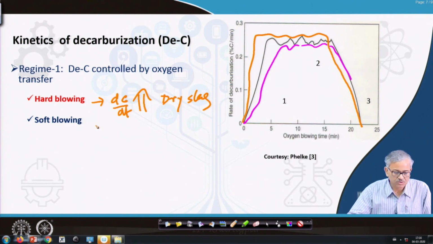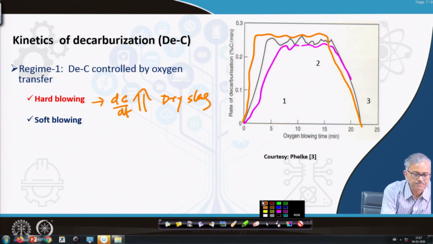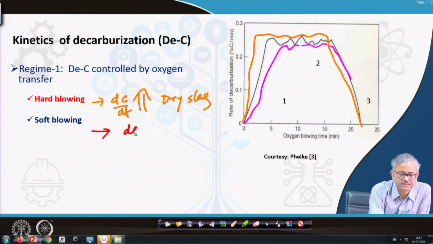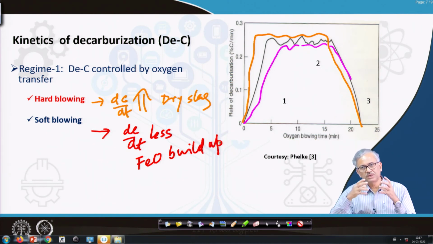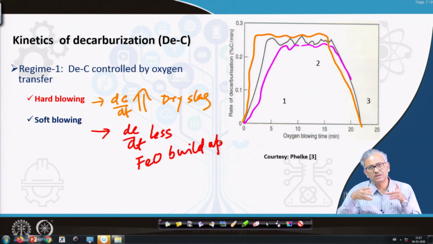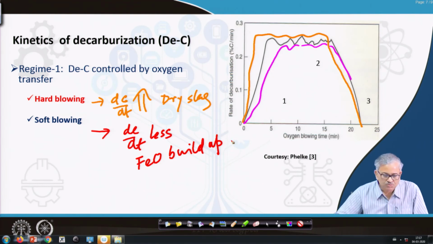And soft blowing, basically in case of the soft blowing, you have DCDT less. Okay, so DCDT less, and you have FeO buildup in the slag, because the rate of generation of FeO is much greater than the rate of decarburization. So you can build up the FeO into the slag, and DCDT is usually much less in case of the soft blowing. That is the two things you can understand.